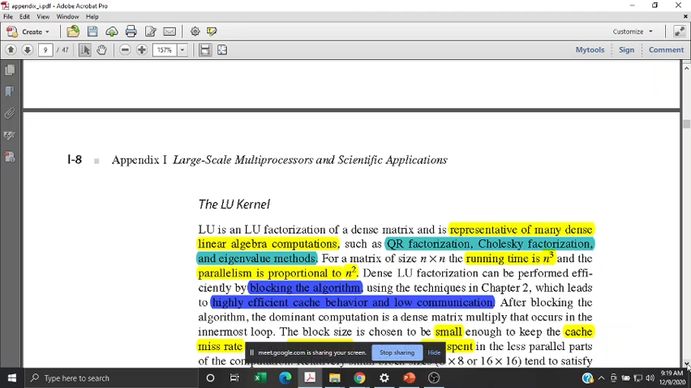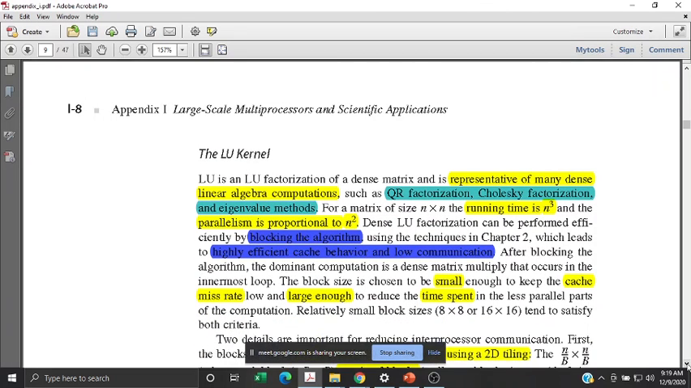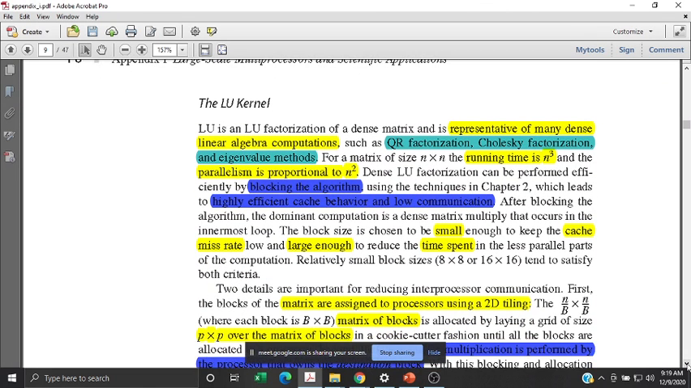So similar to that, there is one more kernel that is discussed or repeatedly used in signal processing or any other parallel computation arena, the LU kernel. So lower and upper kernel. It factors a dense matrix into many dense linear algebra computations, like QR factorization, Cholesky, and eigenvalue methods. So that's where the LU kernel is being used.